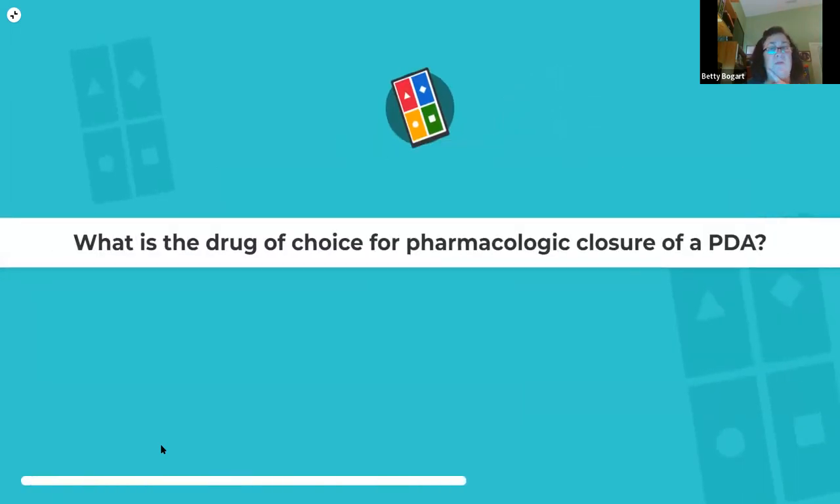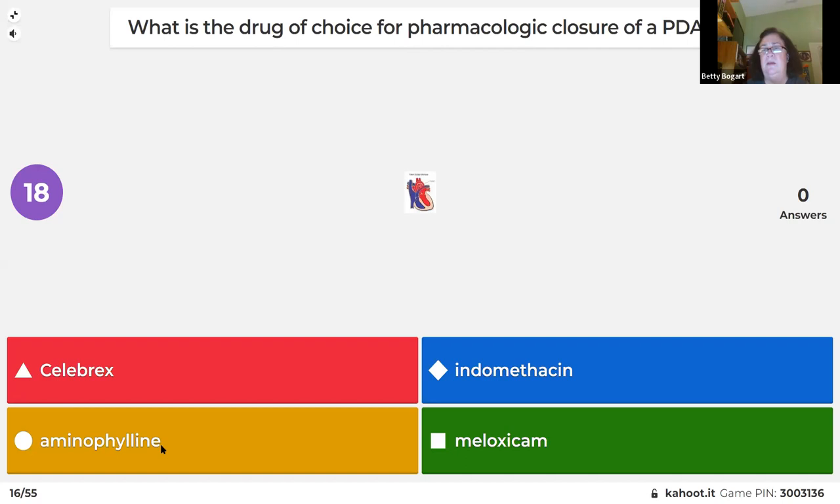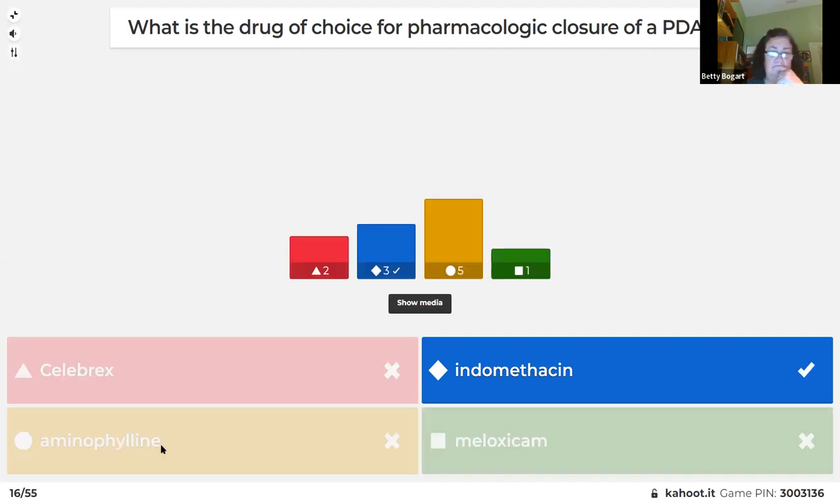What is the drug of choice for pharmacological closure of that patent ductus arteriosus? And that's the indomethacin, okay? Something you need to remember. What does indomethacin do? It blocks the production of the body's own prostaglandins. No prostaglandins, the duct closes. And that's what indomethacin does.